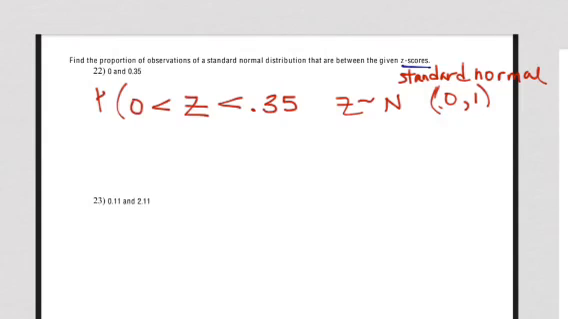And I've mentioned this before, but I don't know if you paid attention. It doesn't matter if we include the endpoints or not, because the probability at any particular single value is 0. So this is equivalent to including the endpoints of 0 and 0.35.